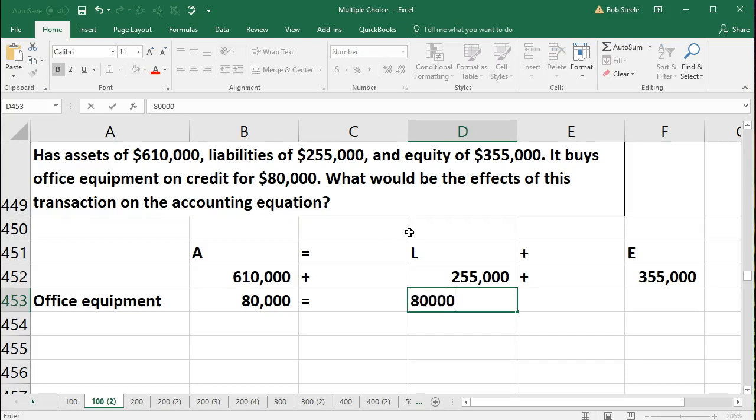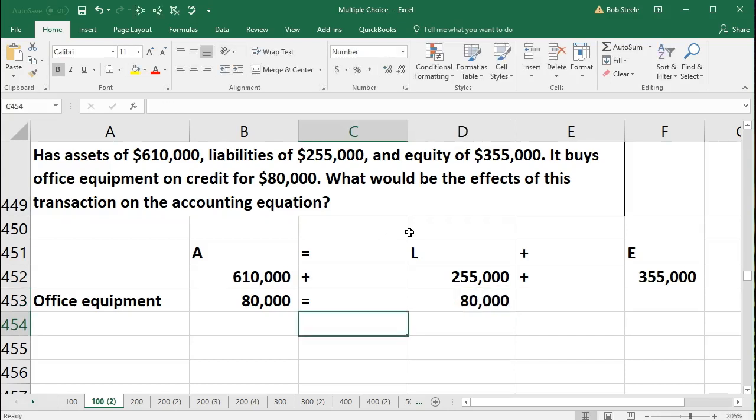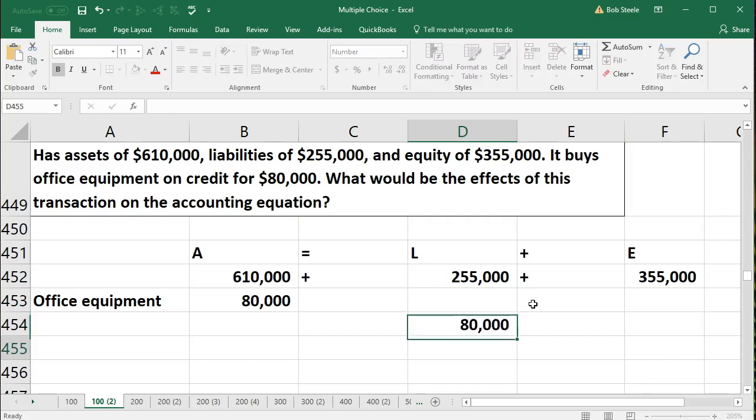We know the liability is going to increase for a couple different reasons. One, because this side increased, this side then must increase to remain in balance, and equity will stay the same. And we also know that liabilities are going up because we owe more money due to the fact that we bought something on account. And if I'm going to be consistent here, the second one should be $80,000, and that's accounts payable, which is going to be a liability.